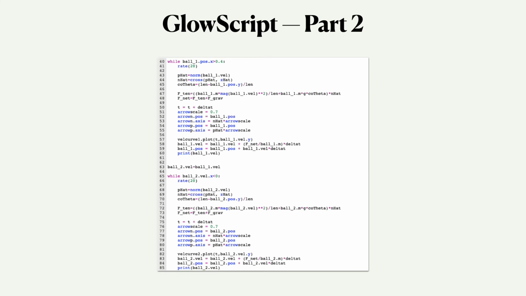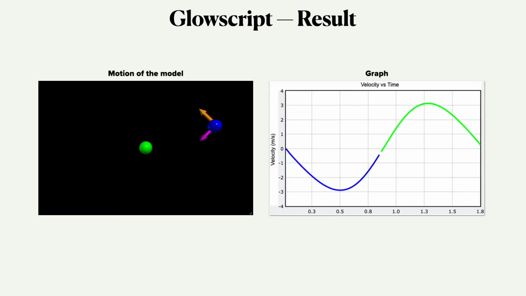And after the first while loop, I defined the velocity of the second ball to be equal to the final velocity of the first ball, based on the conservation of momentum principle. After finishing the coding part of the lab, I ran the program and observed the motion of the balls.